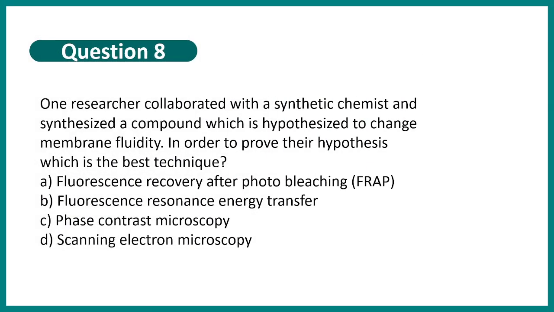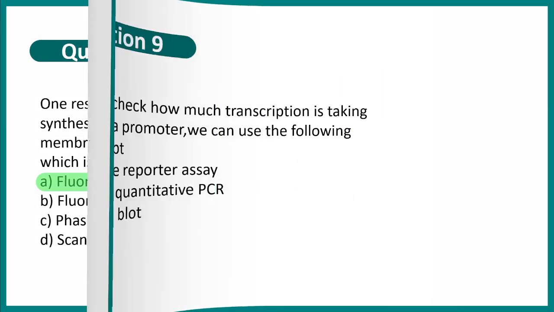Question 8 says one researcher collaborated with a synthetic chemist and synthesized a compound which is hypothesized to change the membrane fluidity. In order to prove their hypothesis, which should be the best technique? Fluorescence recovery after photobleaching, fluorescence resonance energy transfer, phase contrast microscopy, or scanning electron microscopy? So the correct option is option A, or FRAP. So FRAP is an important technique which can be used to study membrane fluidity. If you want to know how, click on the I button.